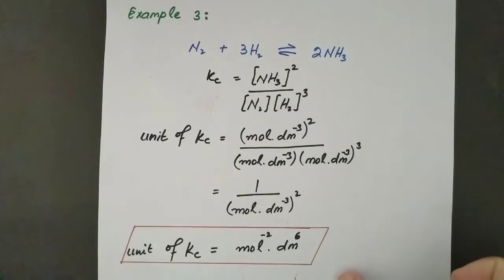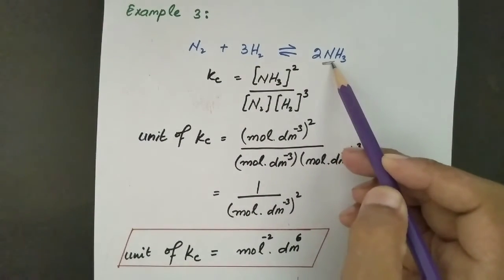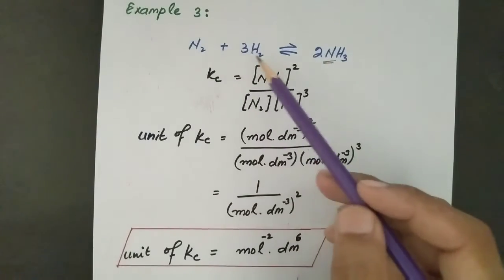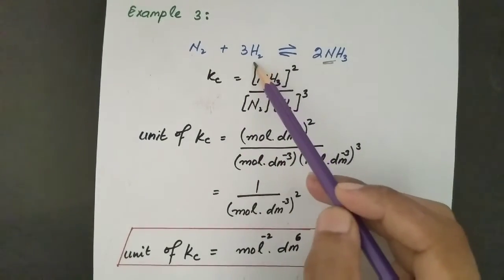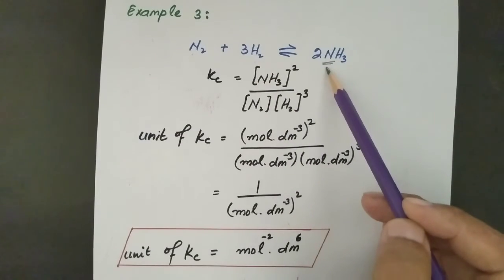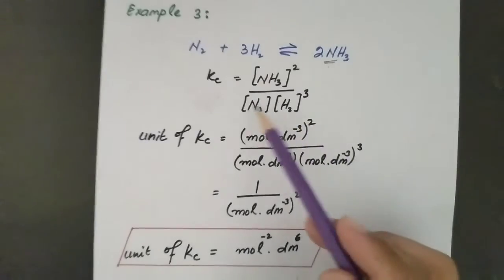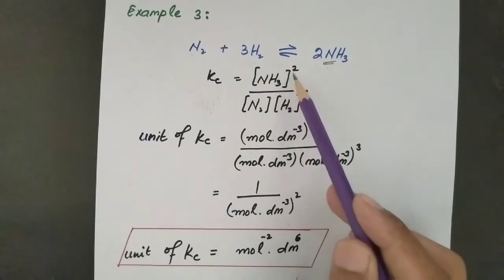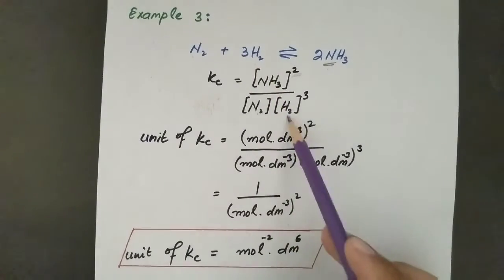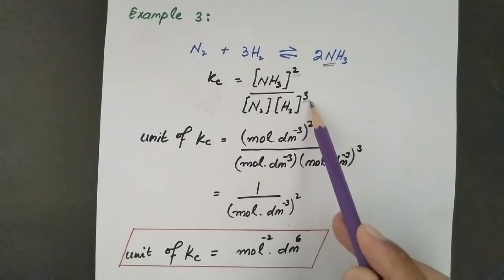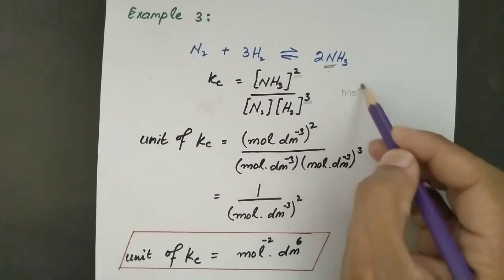There is another example, the formation of ammonia, NH3. How is ammonia formed? Nitrogen reacts with hydrogen to form NH3. 1 mole of nitrogen reacts with 3 moles of hydrogen to form 2 moles of ammonia gas. So the Kc expression for this reaction is: Kc is equal to ammonia squared, nitrogen with no power, and hydrogen cubed.